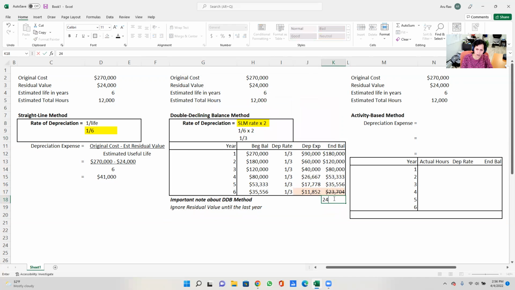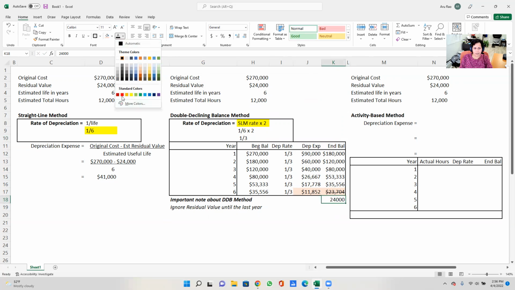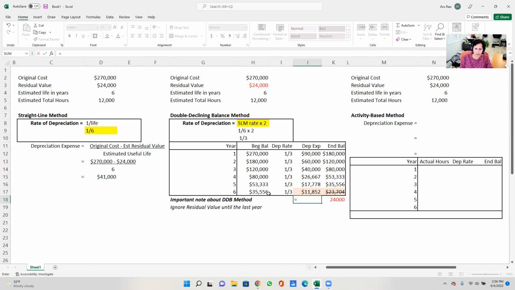It should be 24,000. I'm going to plug the number in. Okay, so this number, I'm going to put in a different color so we see it, is the same as this number. My beginning balance was 35,556. I want the ending balance to be 24,000. Therefore, I need to depreciate it exactly 11,556 in order to come up with this 24,000.